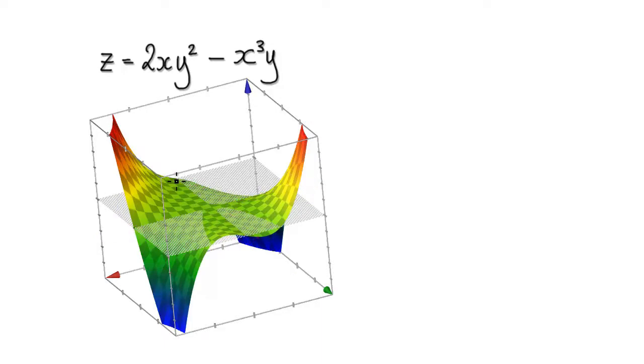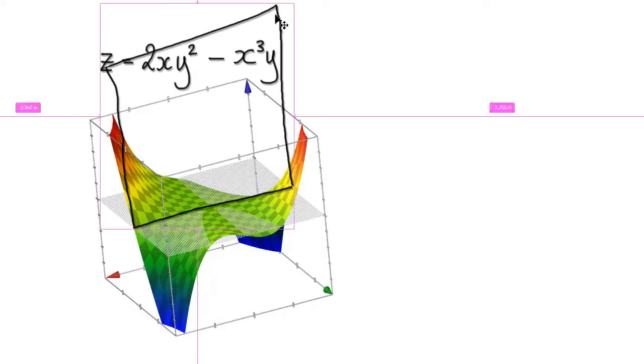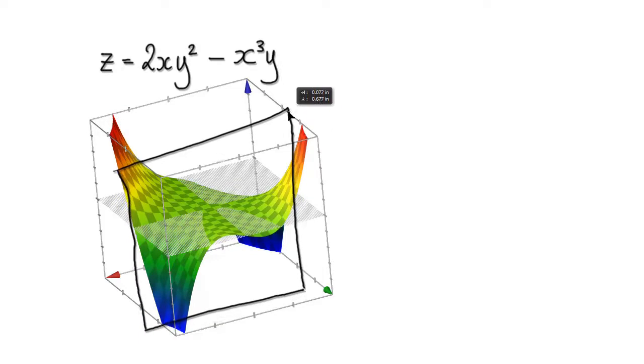So let's say you've got a plane, a vertical sheet of paper. Imagine you've got a vertical sheet of paper, a vertical plane. Let me just draw my vertical sheet of paper. So I've got my vertical sheet of paper. I'm just going to move it down slightly.